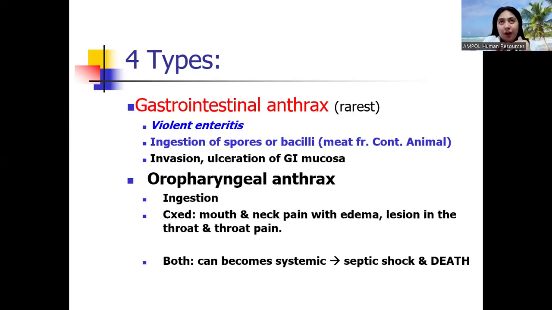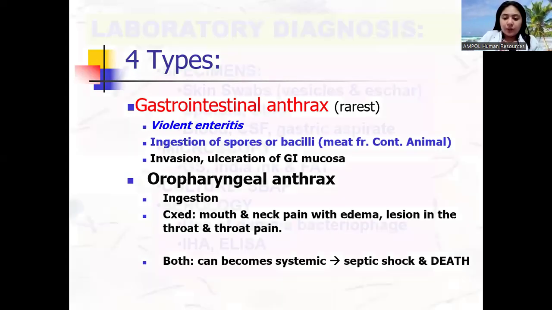So the effect of Bacillus anthracis, once we have acquired it from the environment, is severe. They are very fatal, very lethal when they infect a human or a host.